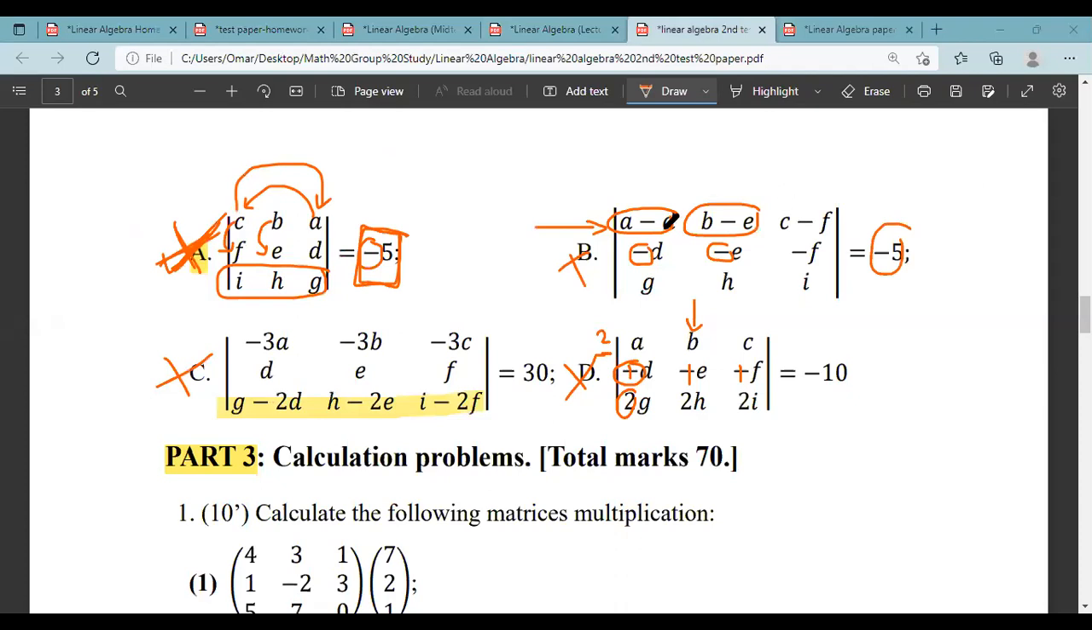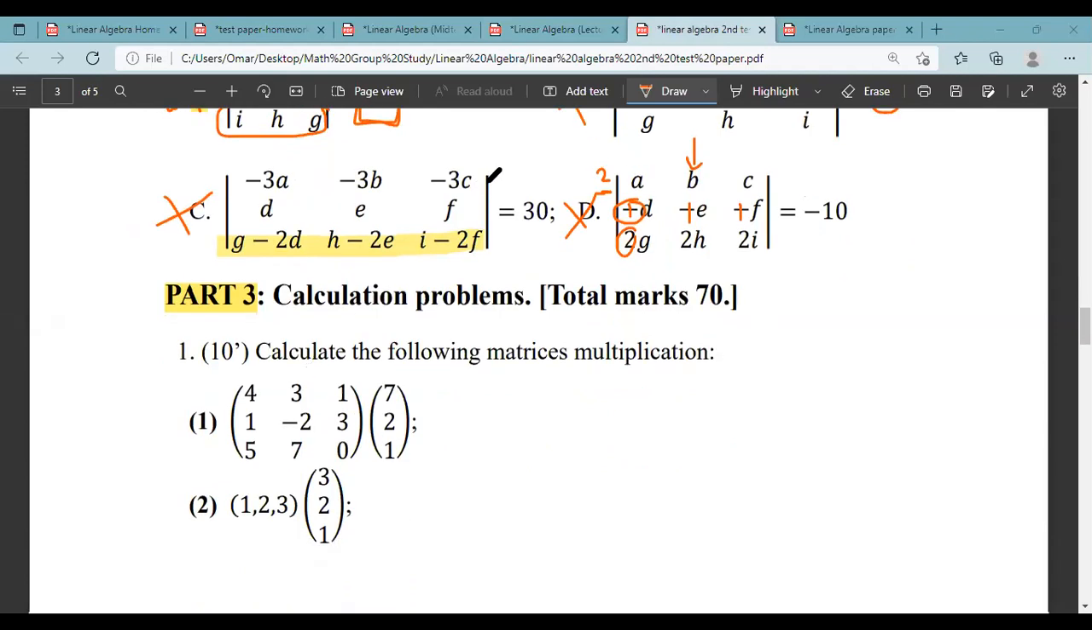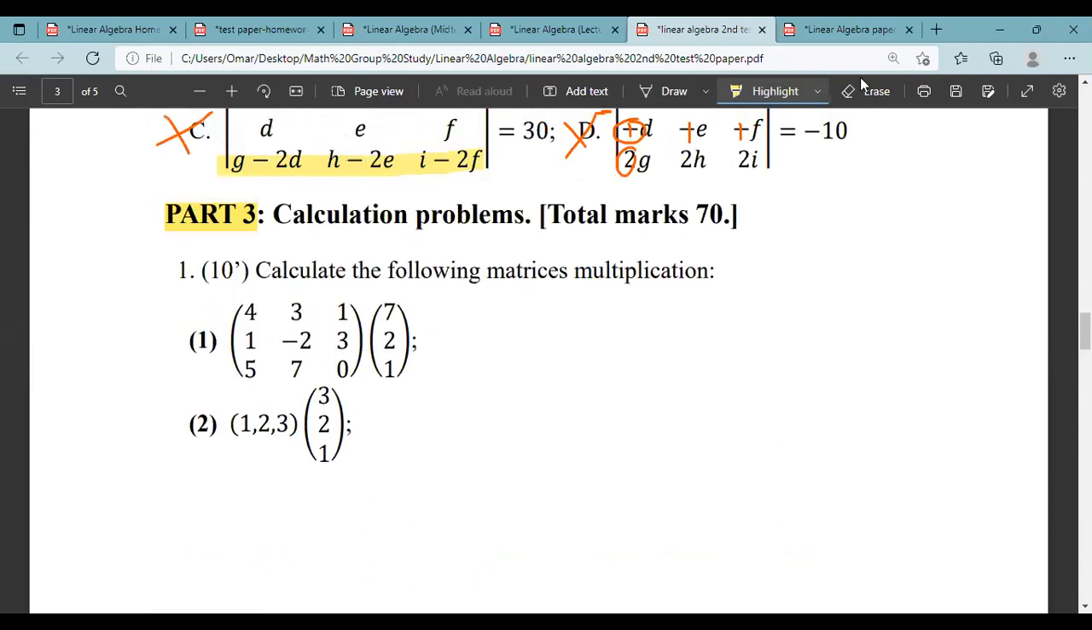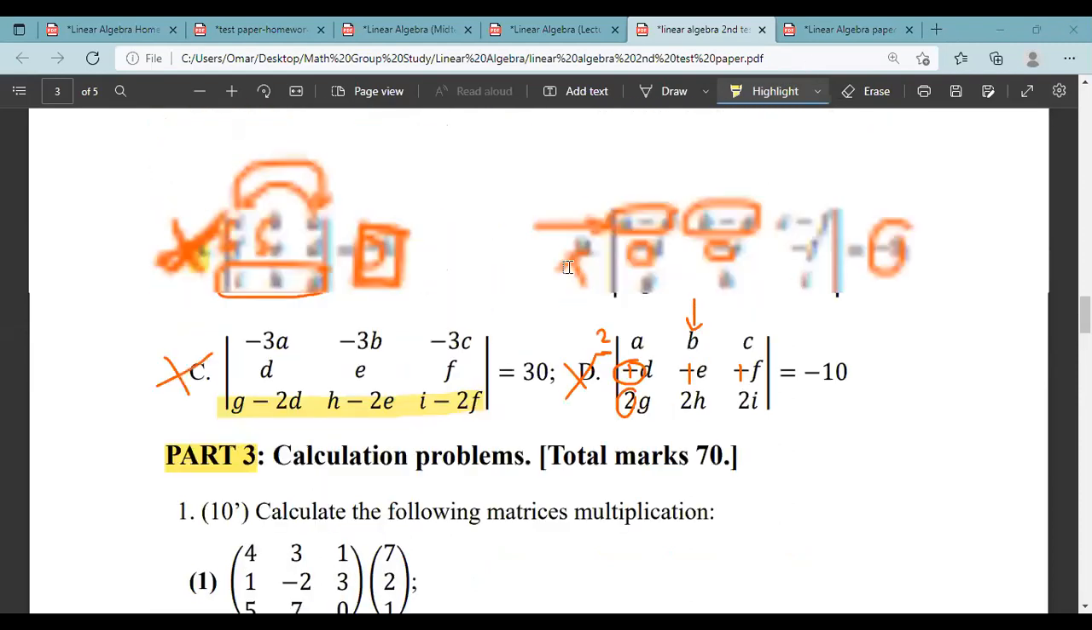Okay, so let's continue to the third part. Who is still here? Okay, 4 of you. Calculation problem. Oh, we have already discussed only 30% of marks. We still have 70% of marks remaining. So I think we need another group study tomorrow, right? Yes, bro, there's a lot to cover. There is plenty of homework remaining.